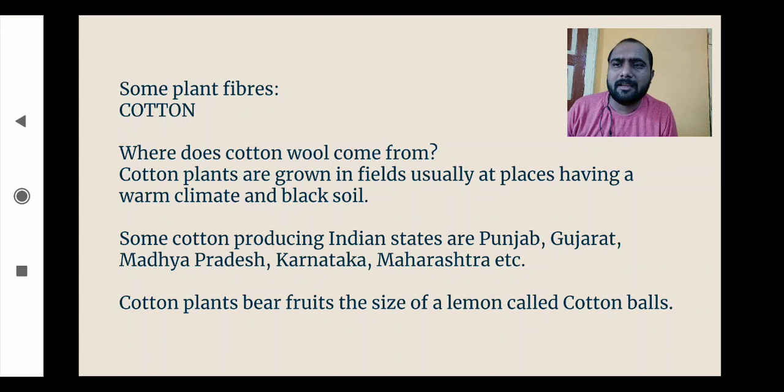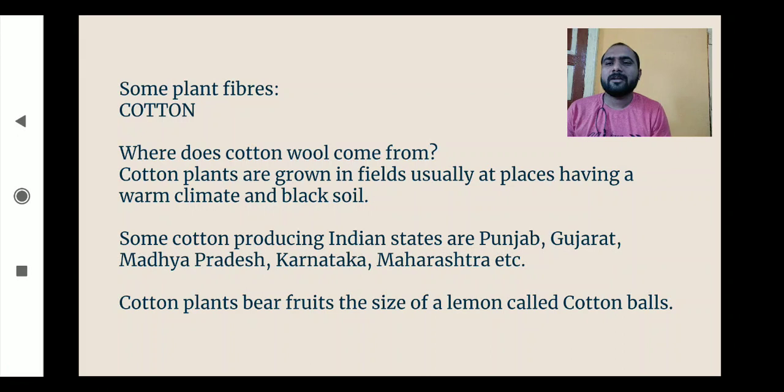Now let us see, where does cotton wool come from? Cotton plants are grown in fields, usually in places having a warm climate and black soil. So what are the conditions required? A 1 mark or 2 mark question can be asked here: write a short note on cotton, so we should know it. First, what kind of soil is required for cotton? Black soil is required, and warm climate is required. Commonly cotton is taken in areas where there is less rainfall.